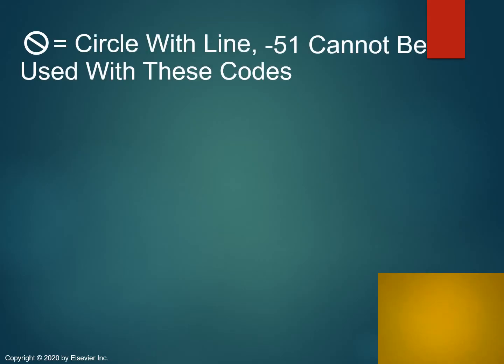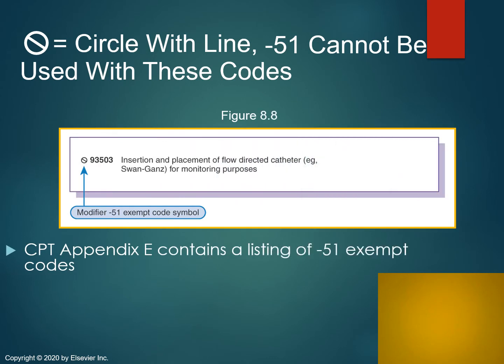A circle with a line through it means modifier 51 cannot be used with these codes, no reduction for multiple services. And you'll see a listing of all of these symbols that I'm talking about at the bottom of the pages in your CPT book, an actual coding book. You'll see those symbols there. So here's an example, modifier 51 exempt. This is what it looks like right over here.